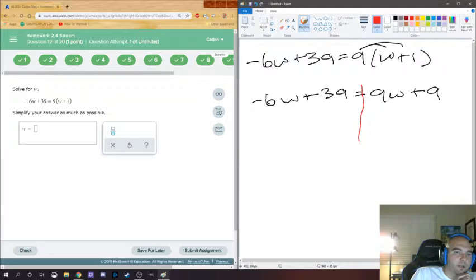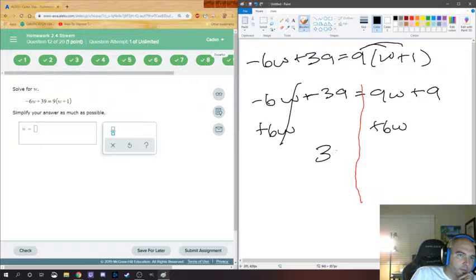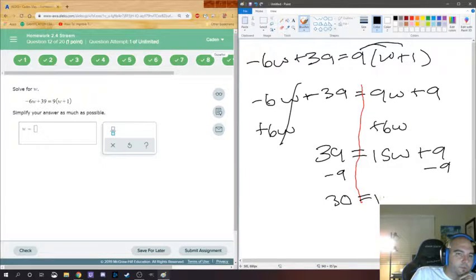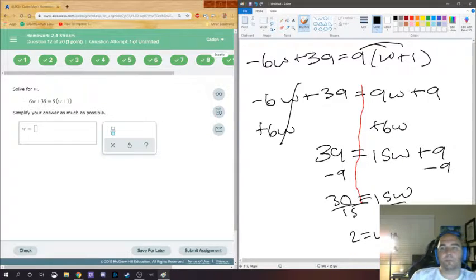We've got variables on both sides here, just like the last problem. Again, remove the smallest thing. -6w is smaller, so I'd like to get rid of that by adding. 39 equals 15w plus 9. Subtract 9 on both sides. I get 30 equals 15w. Divide by 15. 2 equals w.